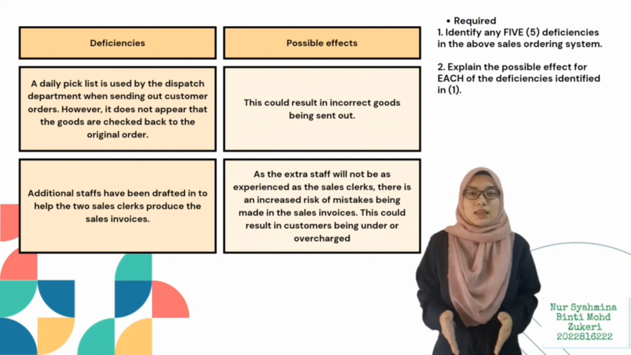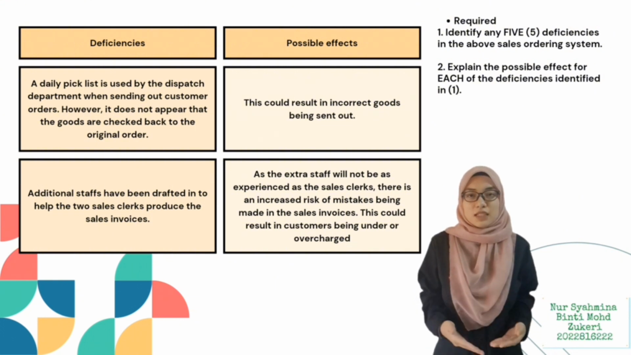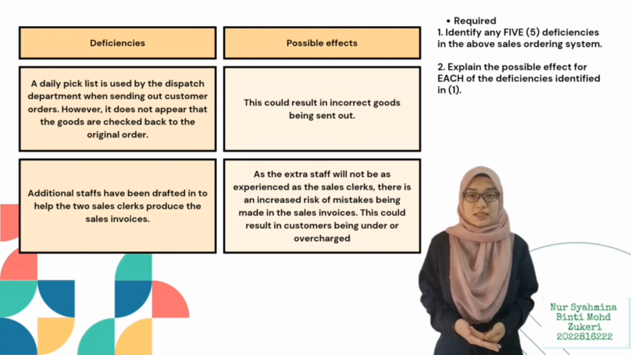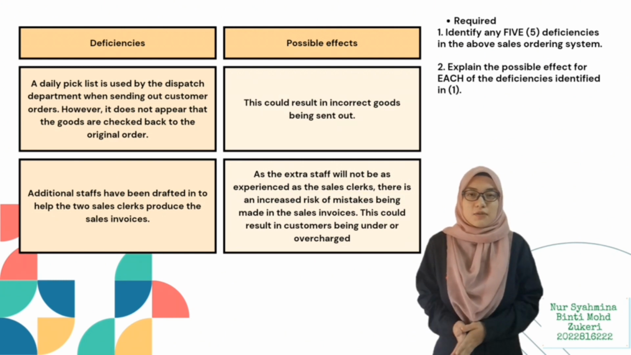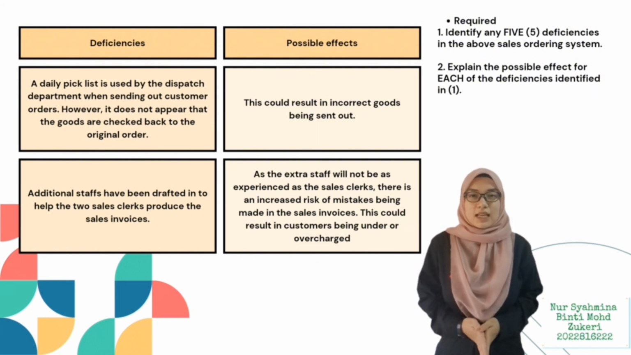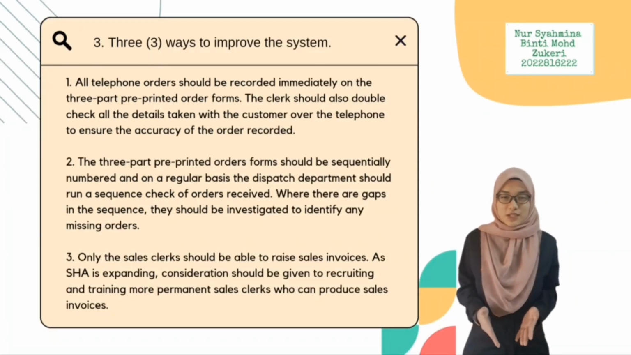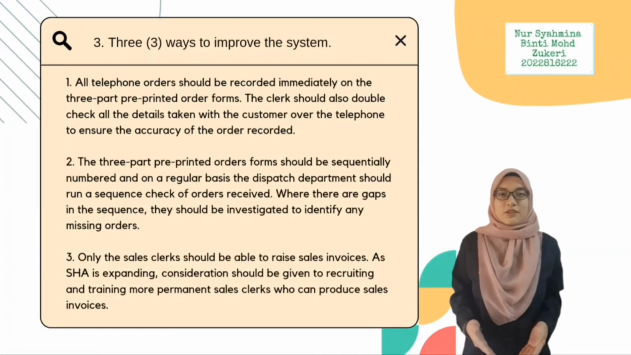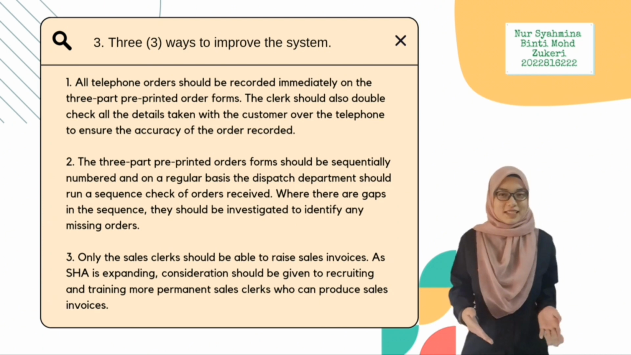And lastly, additional staff have been drafted in to help the two sales clerks produce the sales invoices. As the extra staff will not be as experienced as the sales clerks, there is an increased risk of mistakes being made in the sales invoices. This could result in customers being under or overcharged. And for the last question, the question requires 3 ways to improve the system.